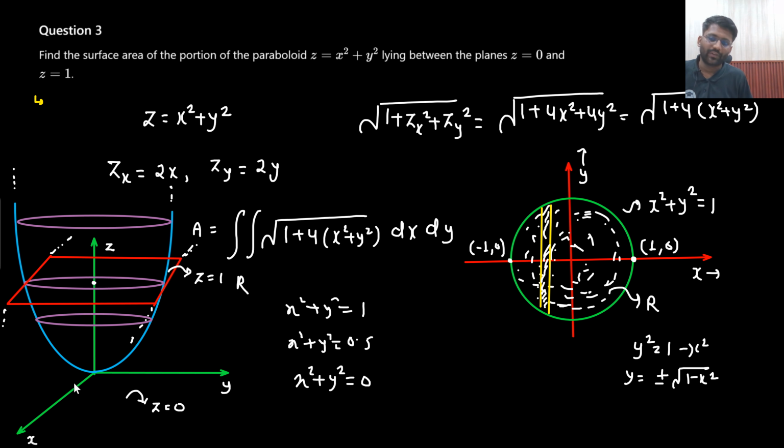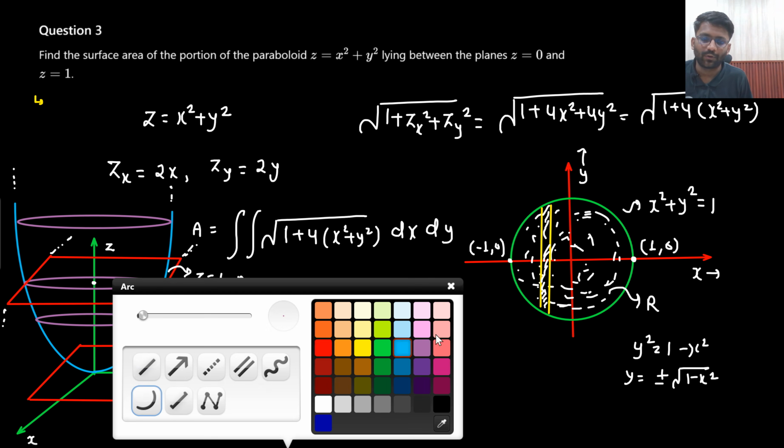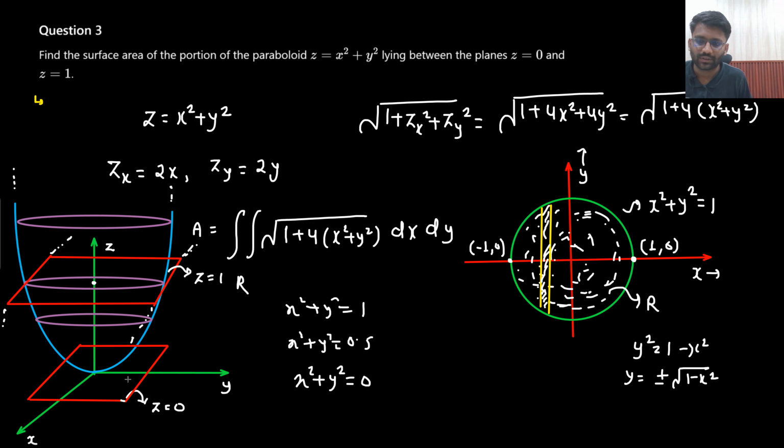Okay. So between z equals 0 to z equals 1, this was your z equals 0 plane, which is the xy plane only, and this is the z equals 1 plane. So between the z equals 0 plane and the z equals 1 plane, what kind of structure are you getting? Sir, this kind of structure we are getting.